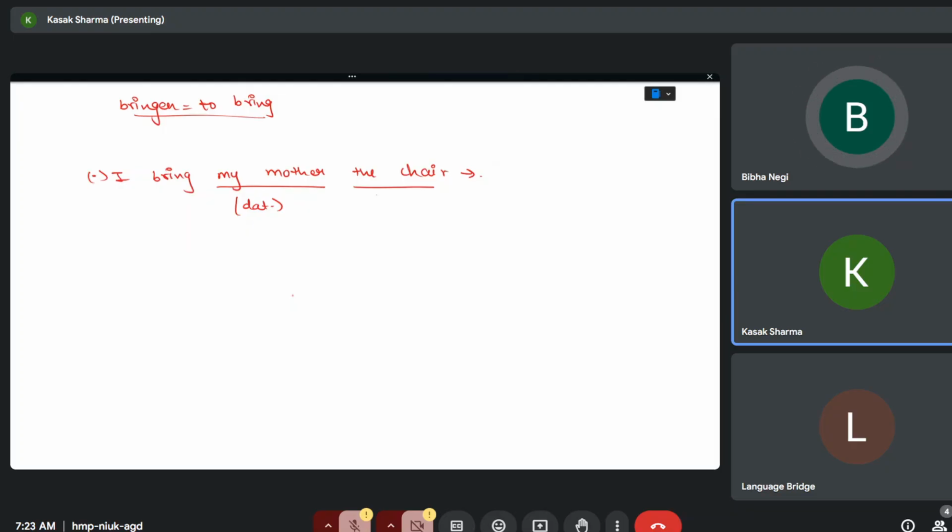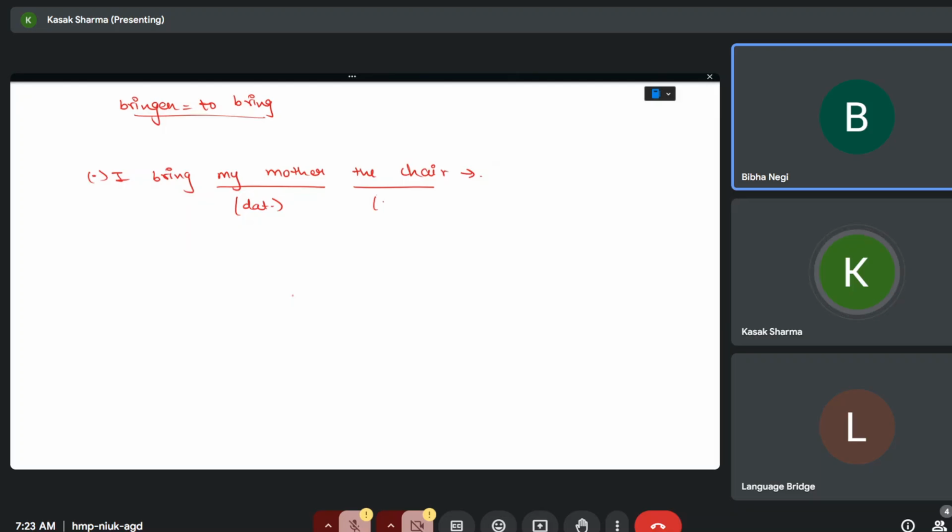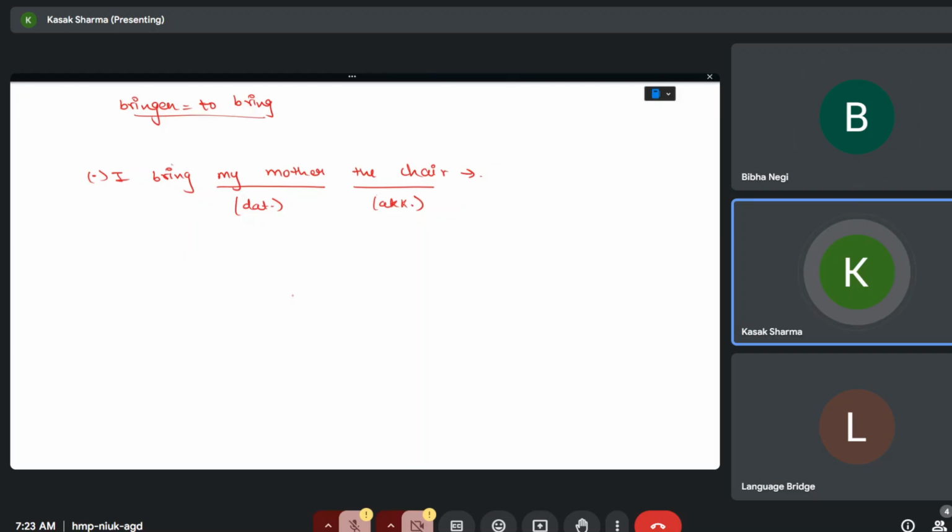The chair is a thing, so accusative. It is also simple. One verb cannot give two of the same case. Like this, bring cannot give two dative cases here. So, I bring my mother the chair.